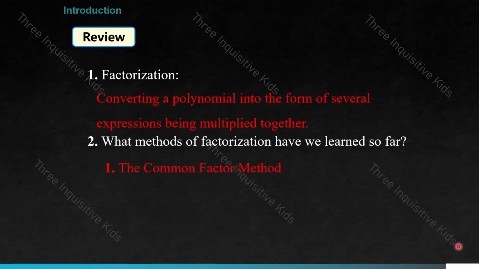And we have learned the common factor method, which is using the reverse distributive property to factor out common factors, as well as the square difference formula, which is a squared minus b squared is equal to the sum of a and b times the difference of a and b.